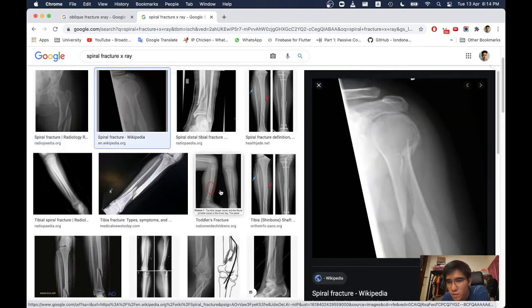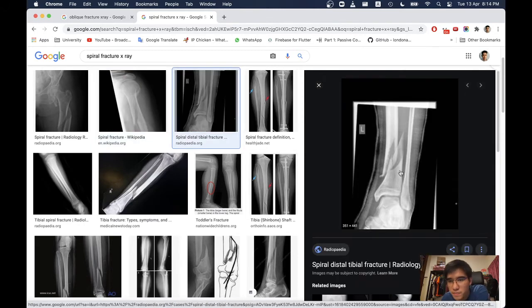How about this one? This one, yeah, you can see the line here. It starts from here, goes to this side of the cortex, and you see there's some lines here which go back to the other side of the cortex. So there's a spiral fracture.